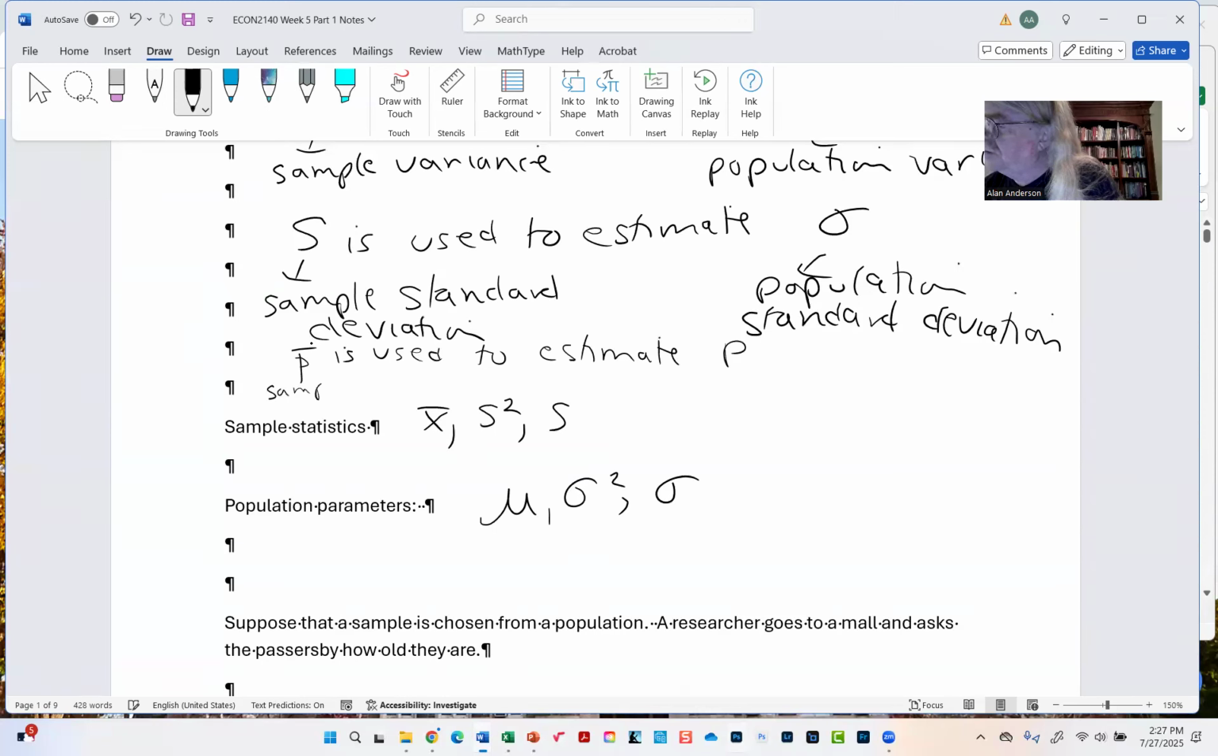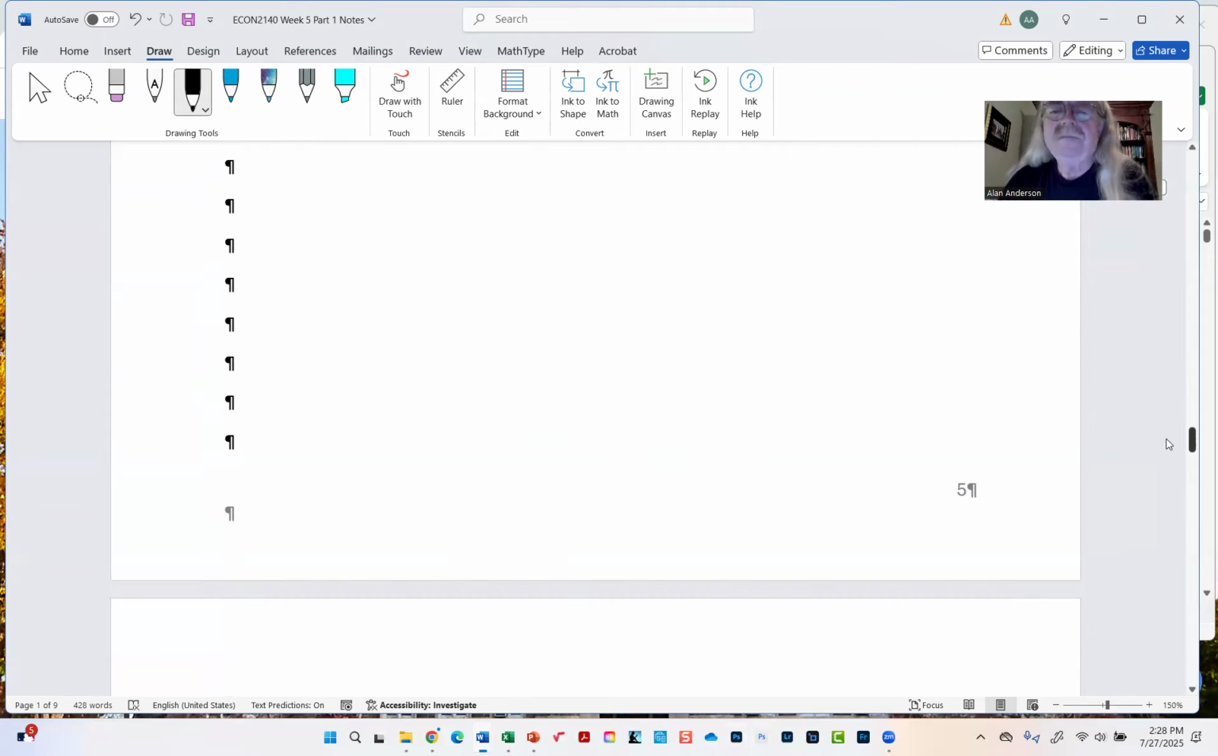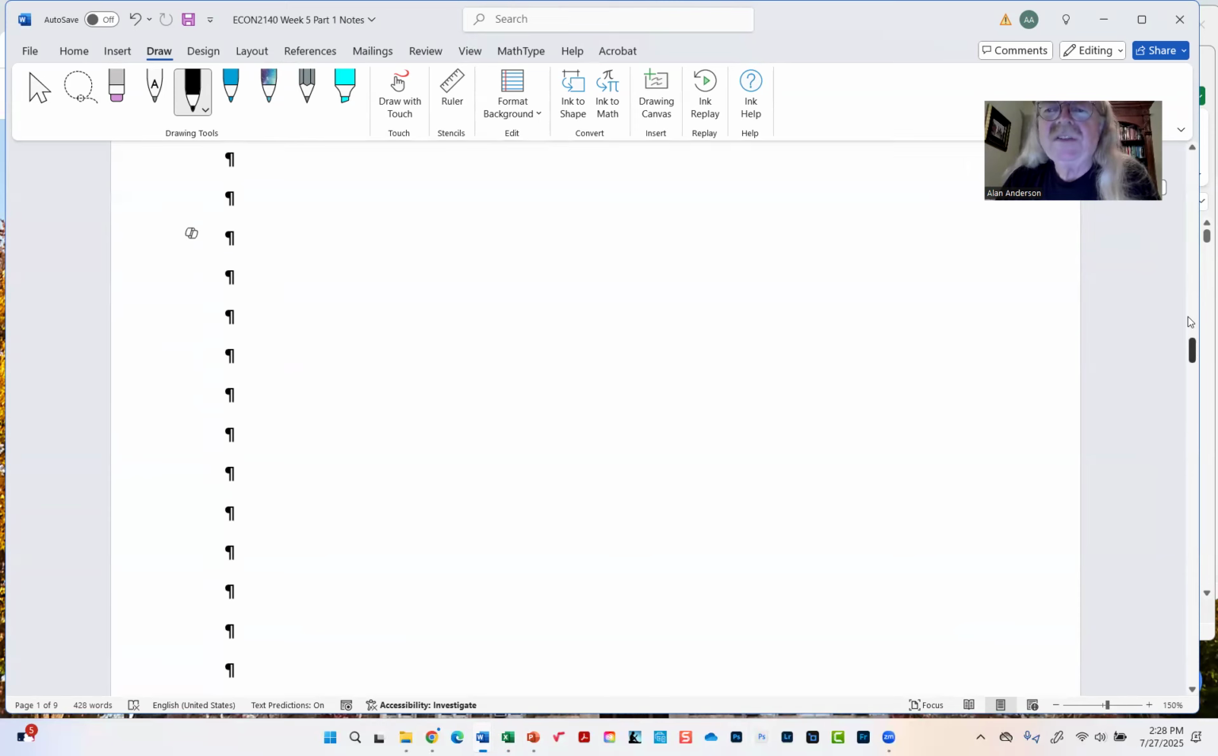Sample proportion. Population proportion. That means P bar goes here and P goes here. All right, great. So that is another addition to our list. These are the ones that we know. Oh, there's plenty more, but we haven't seen them yet.